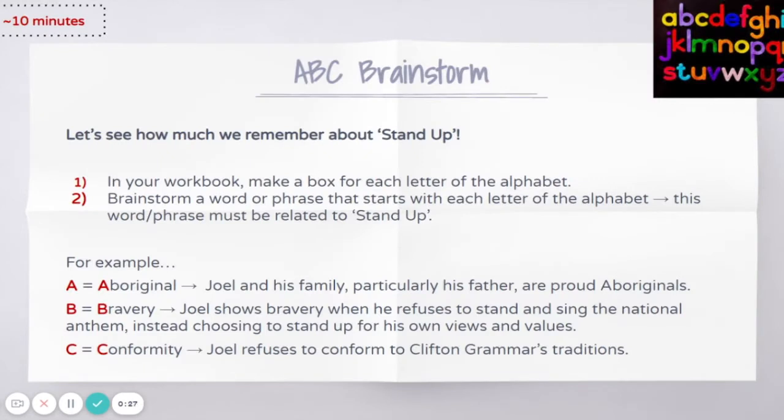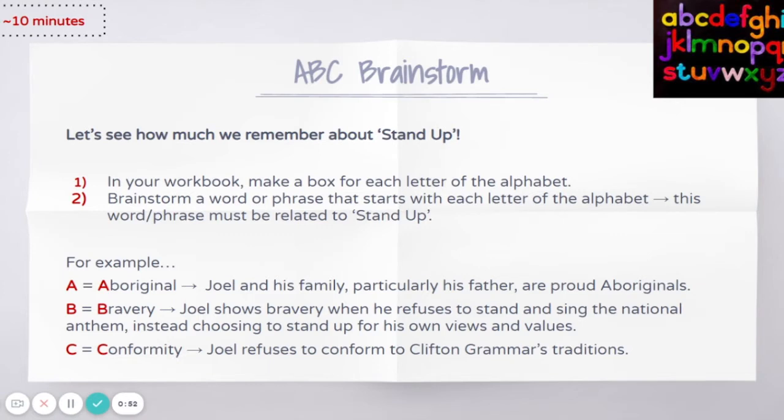So before we do anything, I just want to know what you guys remember about Stand Up. Now that was the episode from the Redfern Now series that we watched before the holidays. If you may recall, that was the episode where we had our central protagonist. So our main character was Joel Shields. He was a 16-year-old Indigenous student at Clifton Grammar, and he refuses to stand up and sing the national anthem.